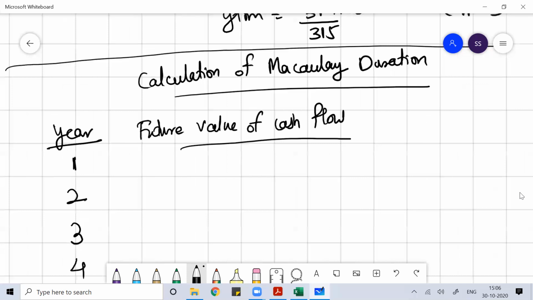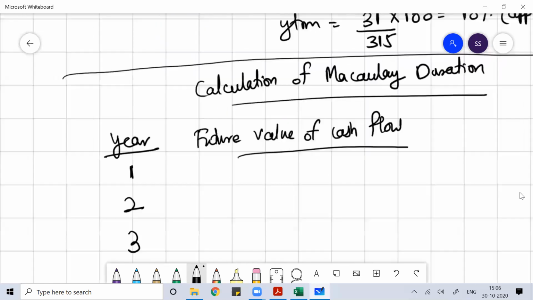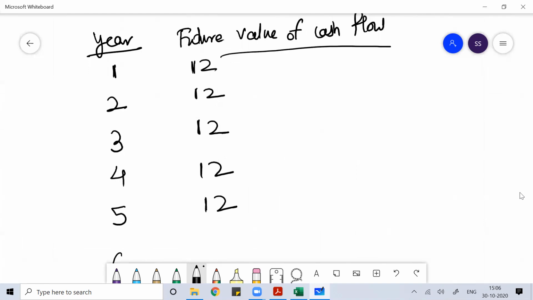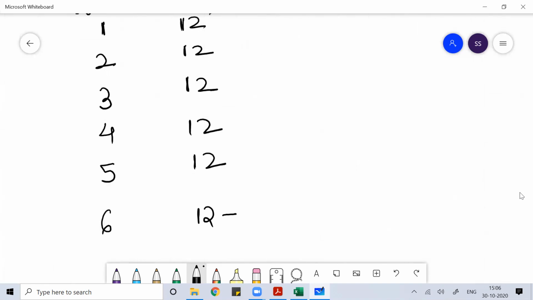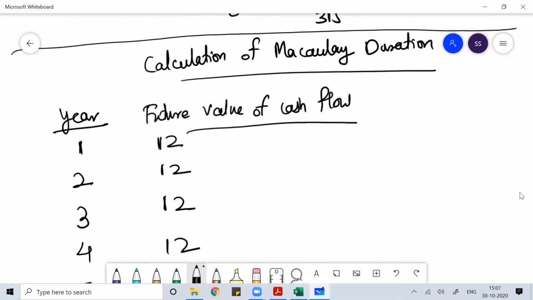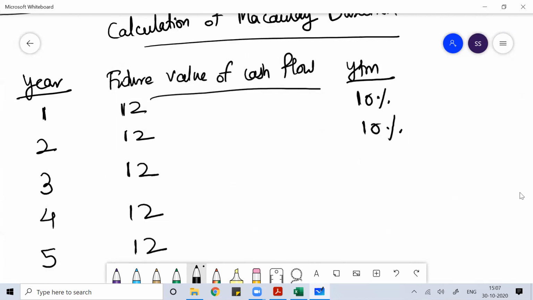The coupon is how much? 12 rupees for the 6 years. So 12, 12, 12, 12, 12, and 12. And then on maturity, the investor will get the face value once the instrument matures. Then you can write the discounting factor, that is your YTM, which is 10%.